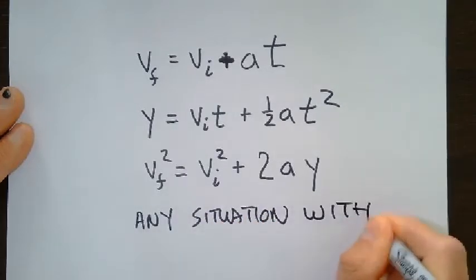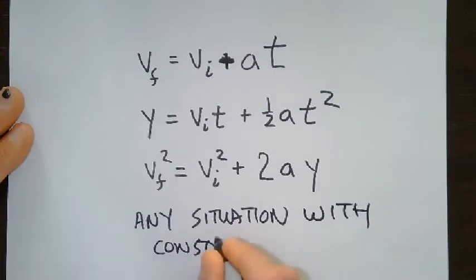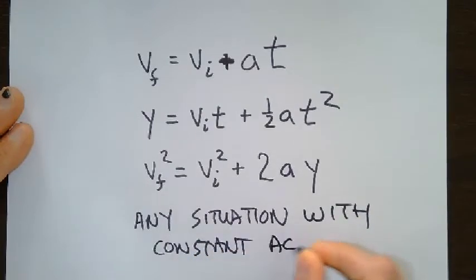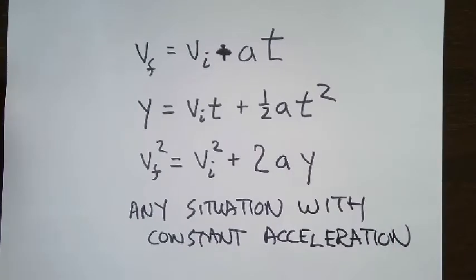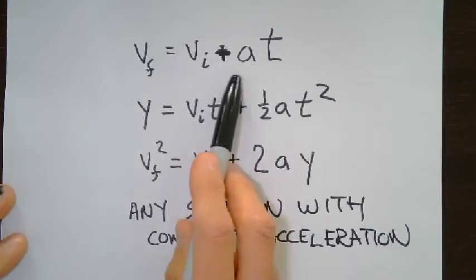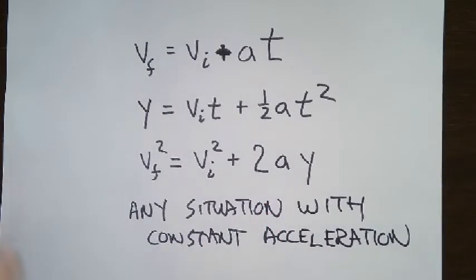Okay? So these three equations together can allow you to solve any situation where you have constant acceleration. And so the most important example of that is gravity. And so most of our examples with constant acceleration are going to involve things in free fall. But you can have other situations also that have constant acceleration. And if you do, you can use these equations. Feel free to do it.